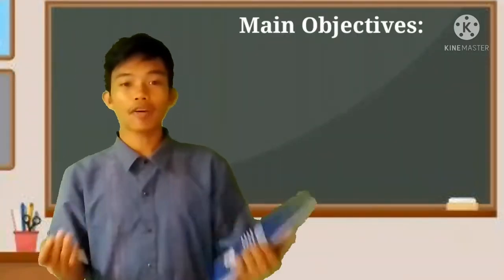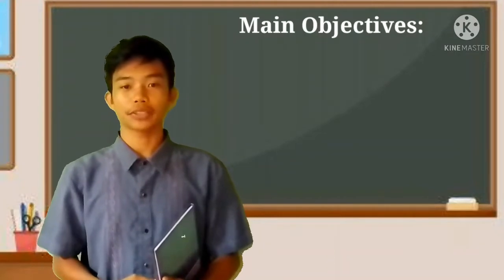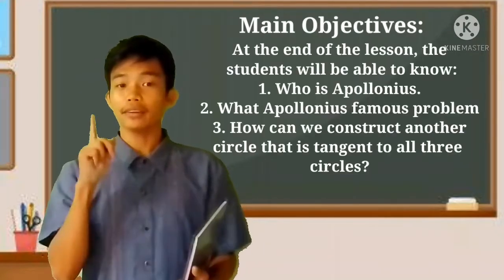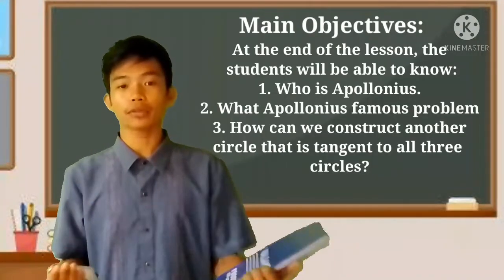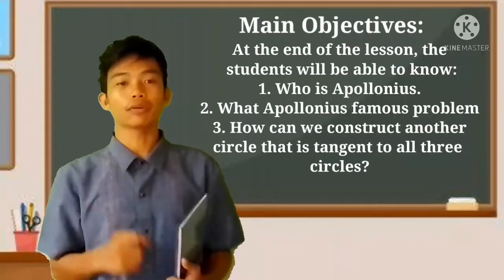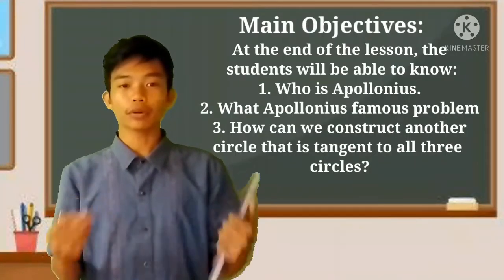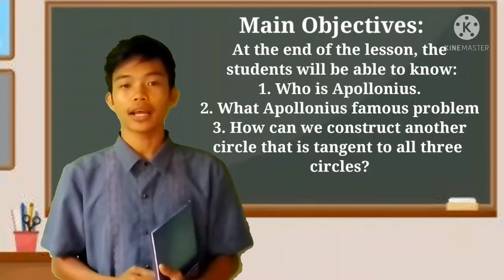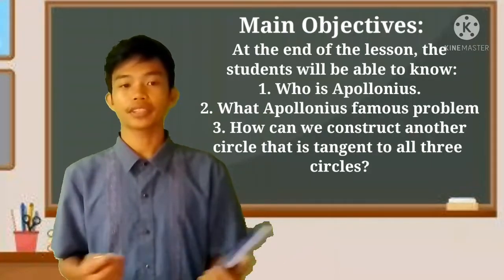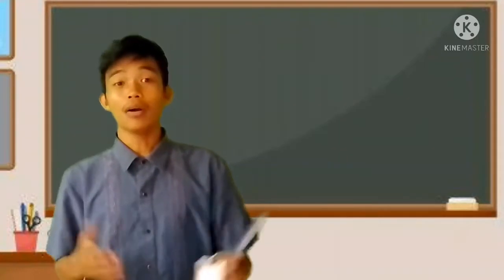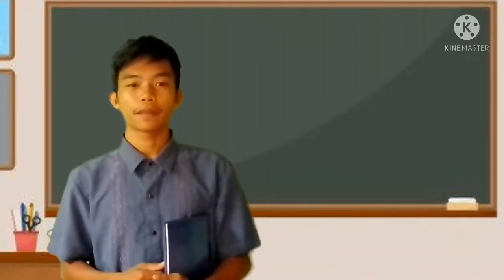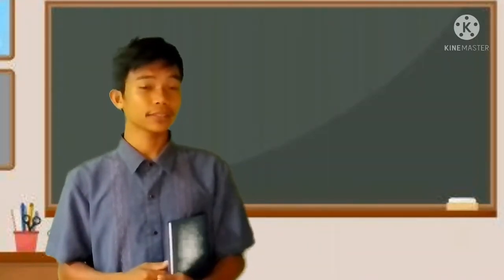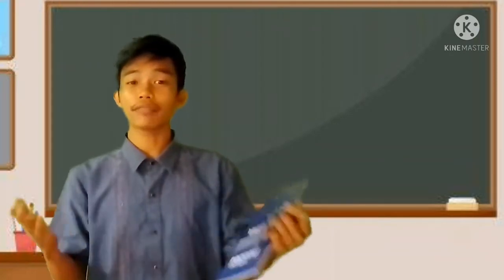Now, here are our main objectives for today's discussion about the topic. At the end of the lesson, the students will be able to know who Apollonius is, what Apollonius' famous problem is, and how we can construct another circle that is tangent to all three circles. Who is Apollonius? Anyone in the class? Okay, Mr. Advincula again.